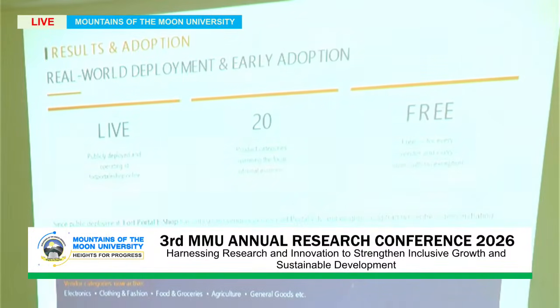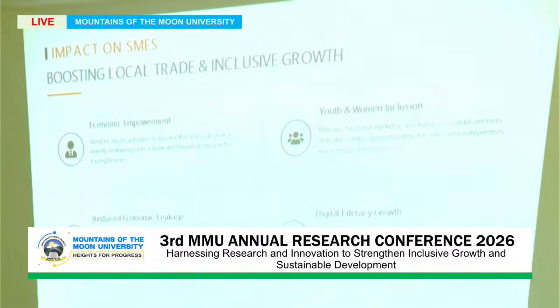Results and adoption, real-world deployment. So the platform is live, and most of you can be able to access it on www.portoishop.online. So you can visit the platform and see how the platform works. So we have 10 product categories listed on the platform, and that's what we are able to provide. So the platform is free for everyone.